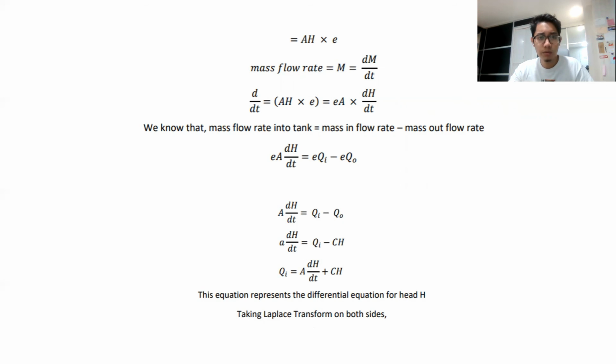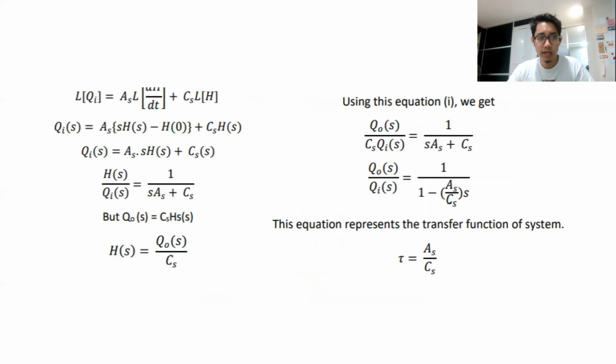We know that the mass flow rate into the tank equals the mass inflow rate minus the mass outflow rate, and taking the equation above, rho A times dh over dt equals rho qi minus rho q naught. Then A times dh over dt equals qi minus q naught. A times dh over dt equals qi minus ch, so qi equals A dh over dt plus ch. This equation represents the differential equation for the height h, and then we take the Laplace transform on both sides.